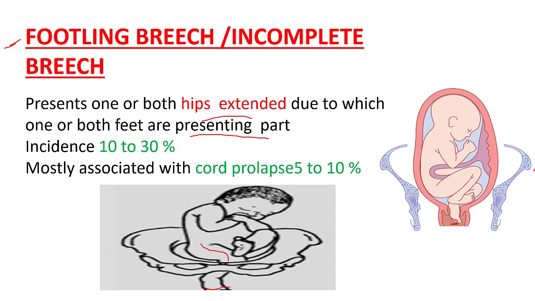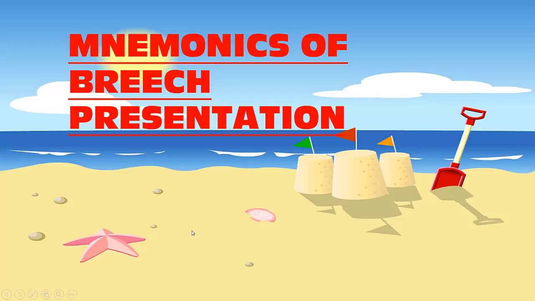Incidence is important. It is about 10 to 30% at term pregnancies. And the most important question is the complication that is associated with it. Footling breech is mostly associated with cord prolapse, and it is about 5 to 10%. As we know that in all types of malpresentations, cord prolapse is a complication, but it is mostly associated with footling breech.